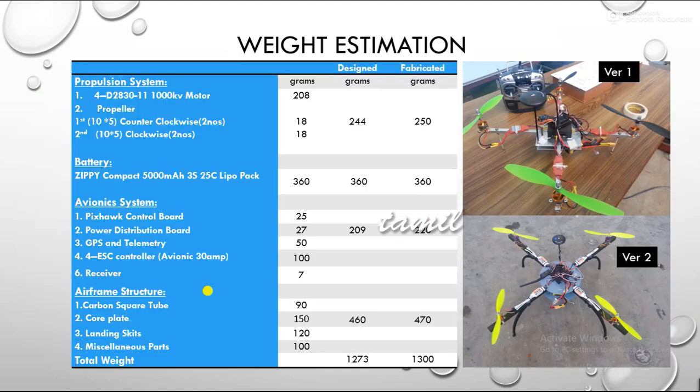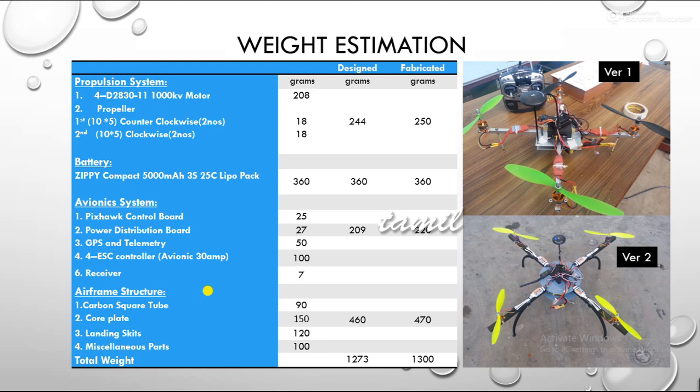Here we are seeing the weight estimation of the full vehicle. First of all, we are using the propulsion system: the D2830 1100 kV motor. We are using 4 numbers. All of it is 208 gram.